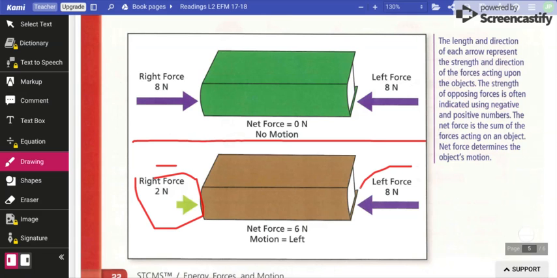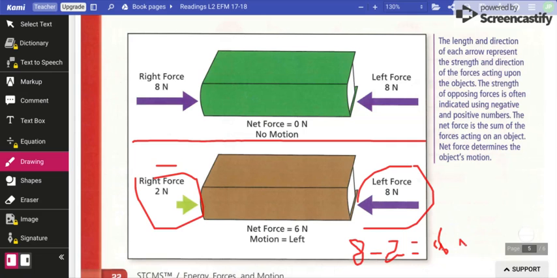You've also got a left force of 8 newtons. 8 newtons is bigger than 2 newtons, so the length of the arrow is going to be longer. And because that force is going to the left, the arrow is going to be pointing to the left. To calculate the net force, you'll take the bigger number, 8, minus the smaller number, 2, and you get equals 6 newtons. So you'll write 6 newtons.